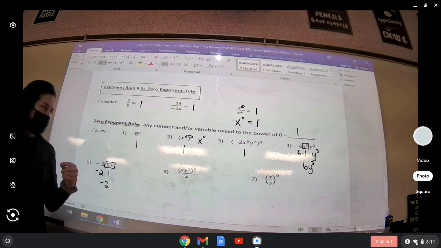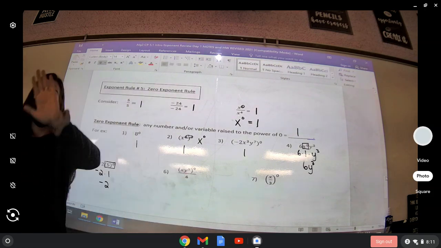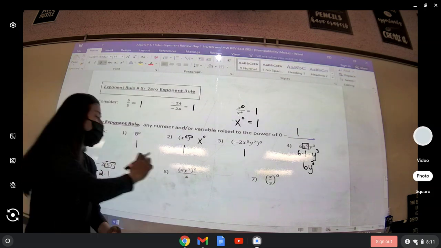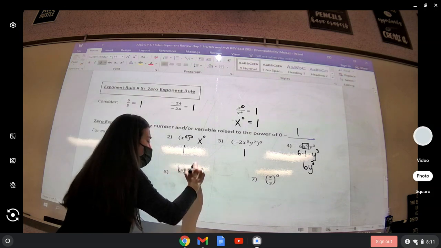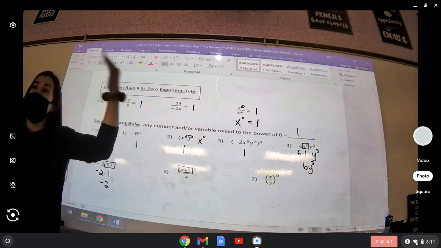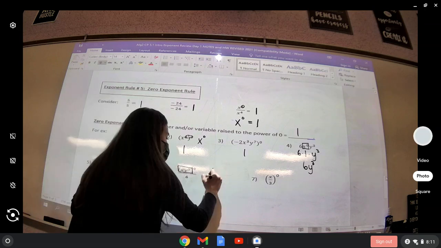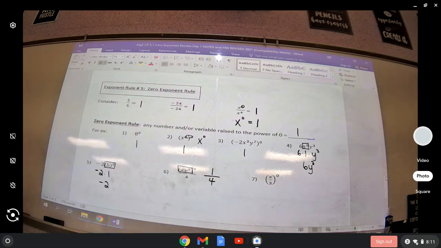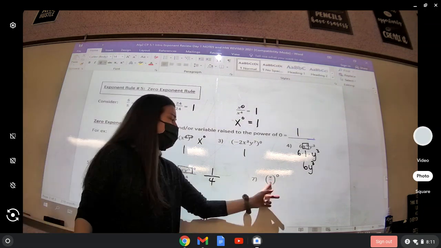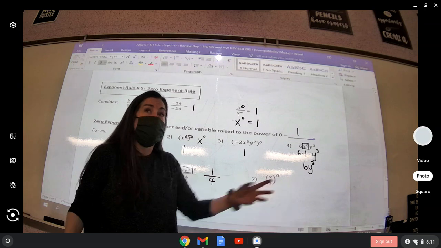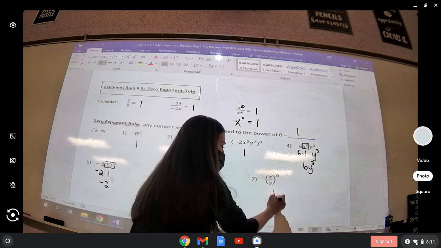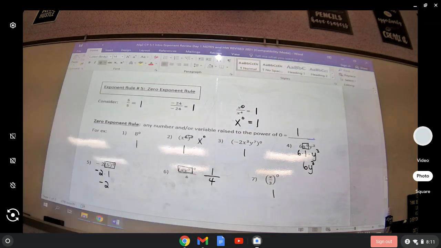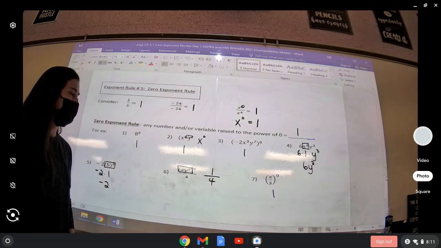All right, look at this one. The entire top, just the top, not the whole fraction, just the top is raised to a power of 0. So what does the whole top become? 1, and then it's still over 4, because you only get rid of what the 0 was on. And now look at this one. The entire fraction is raised to a power of 0. What does that whole fraction become? 1. Anything raised to the power of 0 is 1. It means somebody divided something by itself.